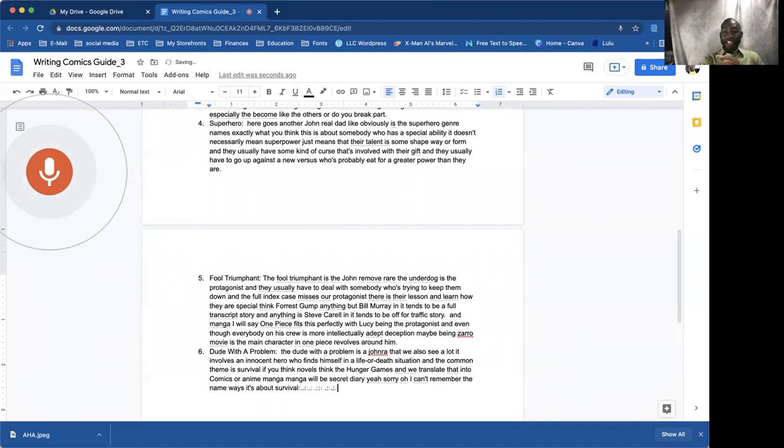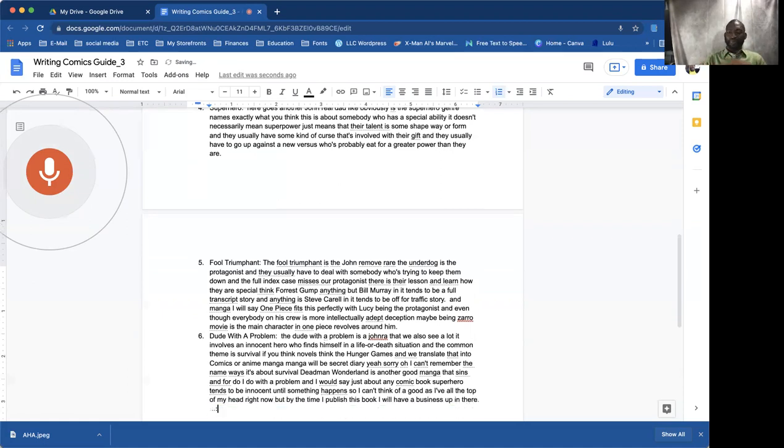Deadman Wonderland is another good manga about a dude with a problem, and I would say just about any comic book superhero tends to be innocent until something happens. So, I can't think of a good example off the top of my head right now, but by the time I publish this book, I will have a good example in there for you.